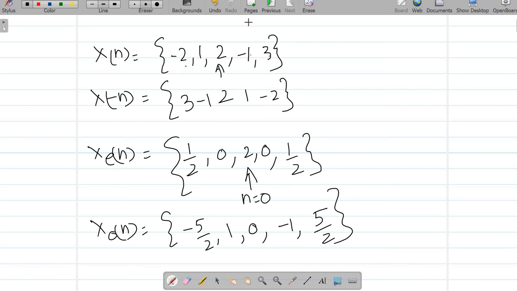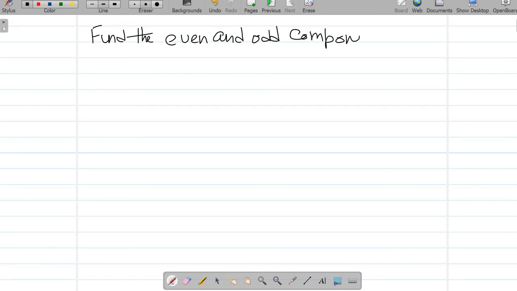We will try to do some more examples. Let us try to find the even and odd components of the following signal.